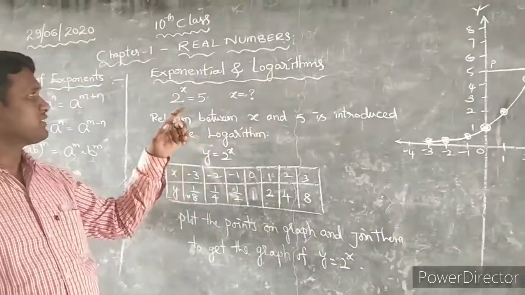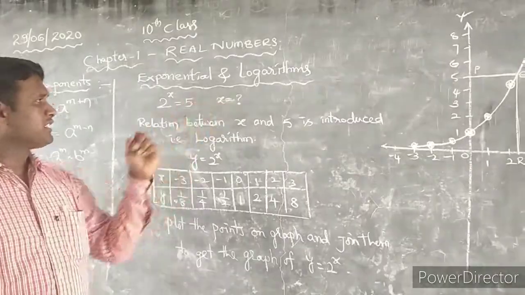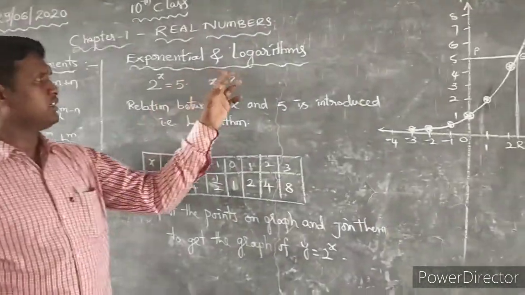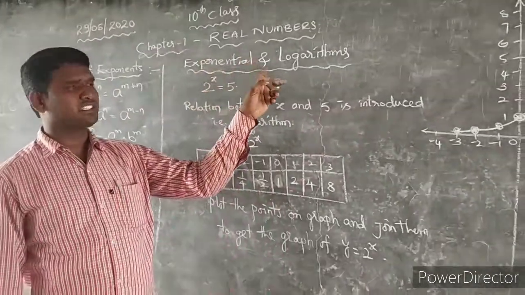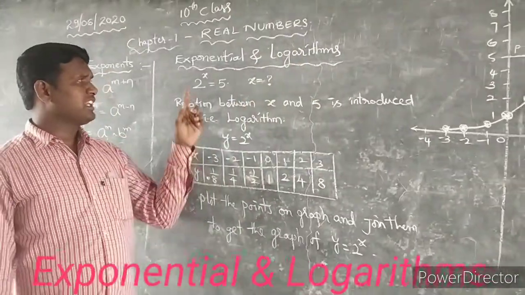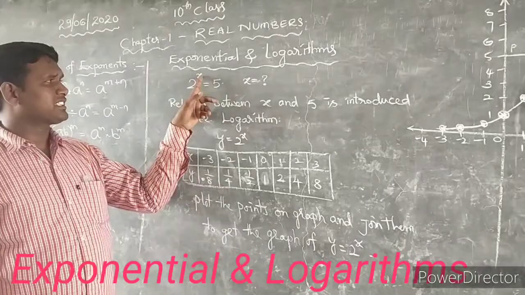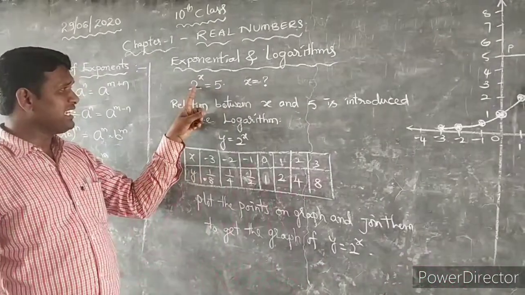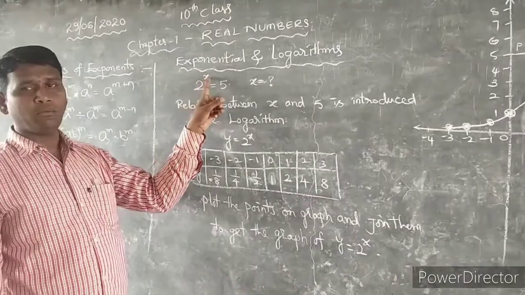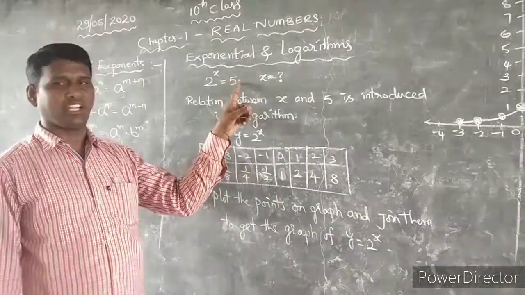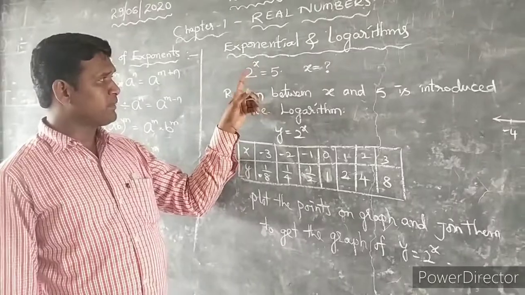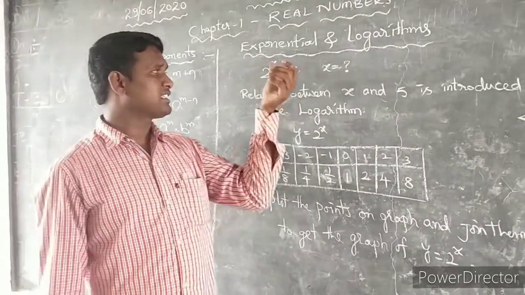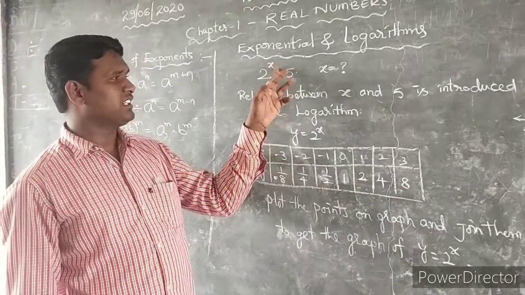Okay, good morning students. Once again, in the last class we learned about the laws of exponents. Now let us move to the next topic, exponentials and logarithms. Generally, say 2 power of x is equal to 5. What is the meaning of this? It means by raising the base 2 to how much power you will get the value 5. 2 is multiplied how many times to get 5? That is x. We can find out this x.